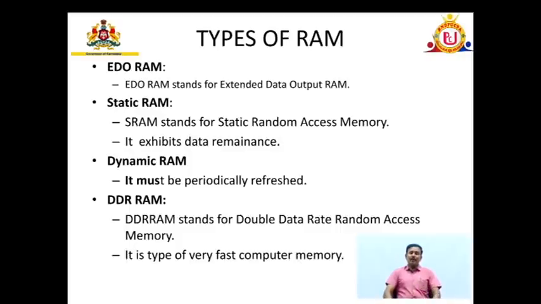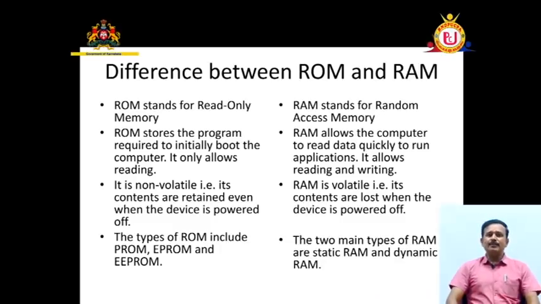Generally in the final examination, you can expect a question like the difference between ROM and RAM. You can answer it this way. ROM stands for read-only memory. RAM stands for random access memory. Read-only memory is used just for reading purposes. We cannot write anything over there. Whereas in random access memory, we can do both, read and write. That's why it is called random access memory or read and write memory.